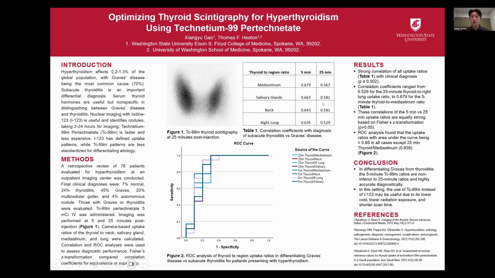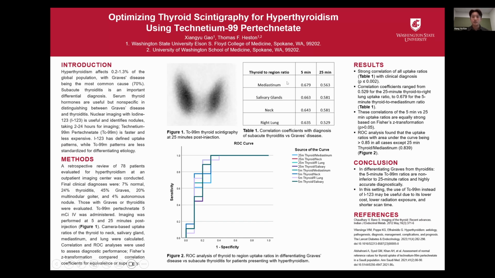It also shows the correlation coefficients of technetium-99 uptake ratios to a clinical diagnosis of thyroiditis or Graves' disease. All of these correlation coefficients were significant with a p-value of under 0.002. The columns represent the time between the imaging and administration, and you can see the 5-minute and 25-minute correlation coefficients were very similar.